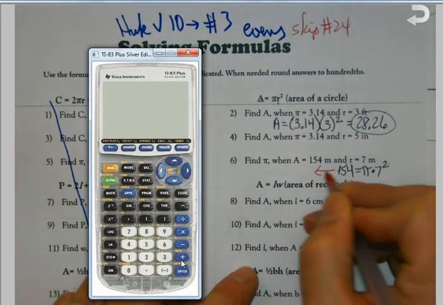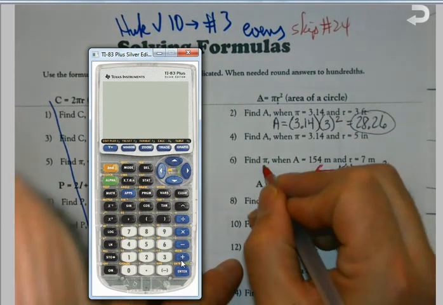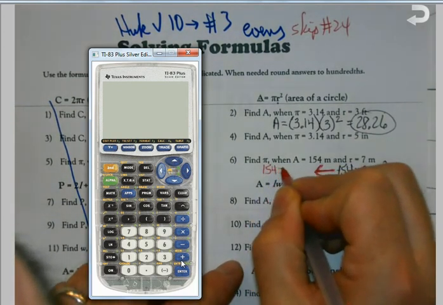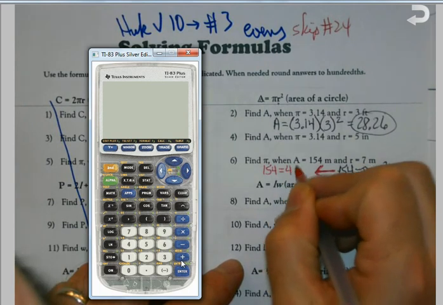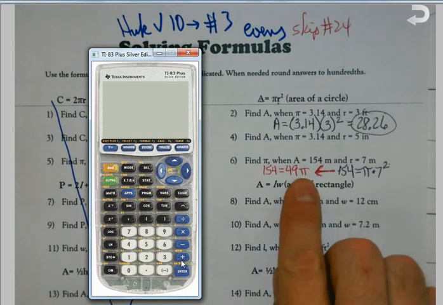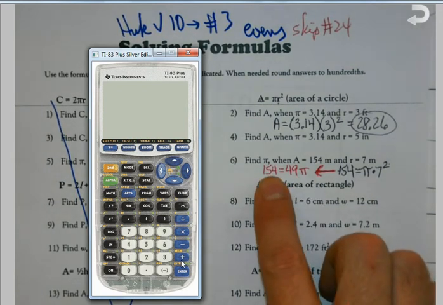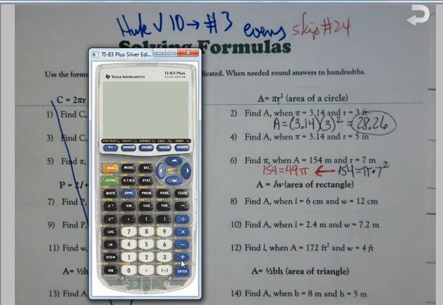Anybody? What's 7 times 7? 49. Okay, so 154 equals 49 times pi. And I'm going to solve this equation just like I would an equation if that were x. So if this were 49x equals 154, what's my last step to undo that 49 and get it away from my pi?